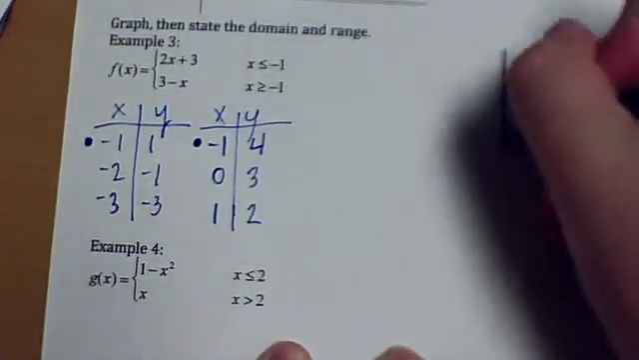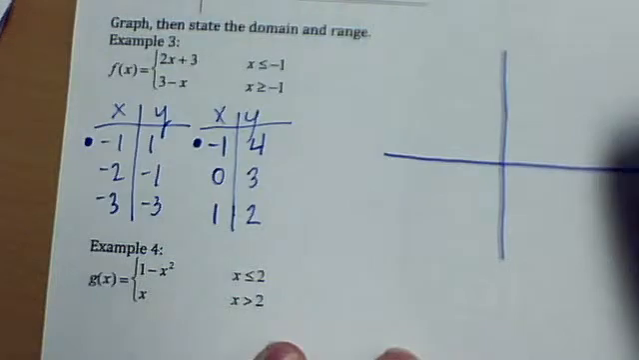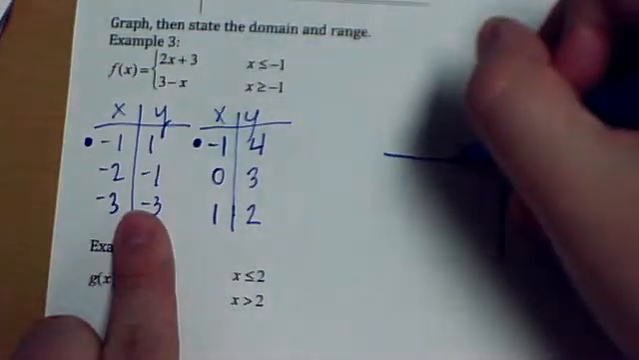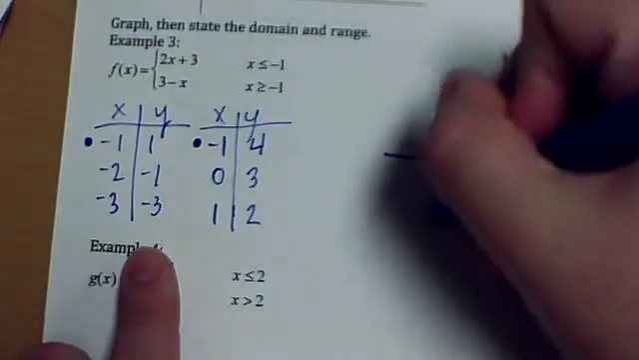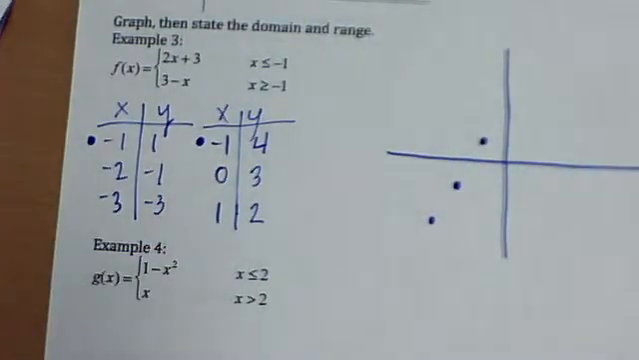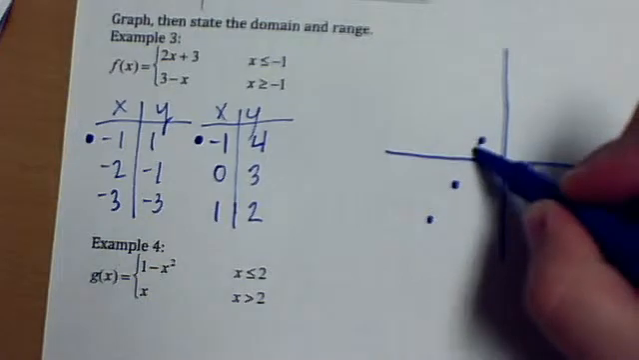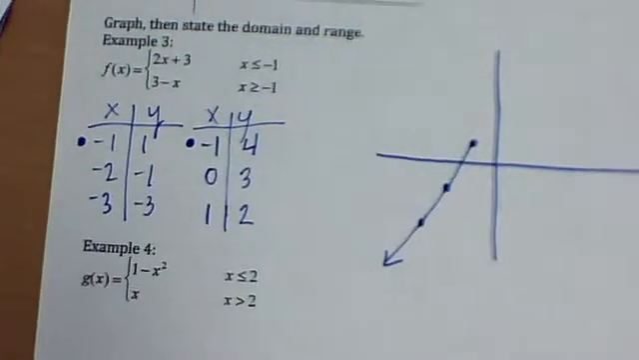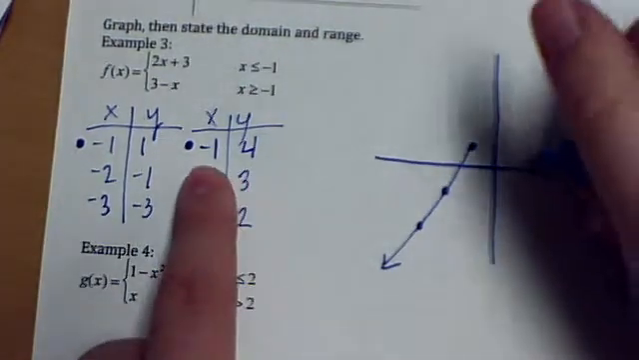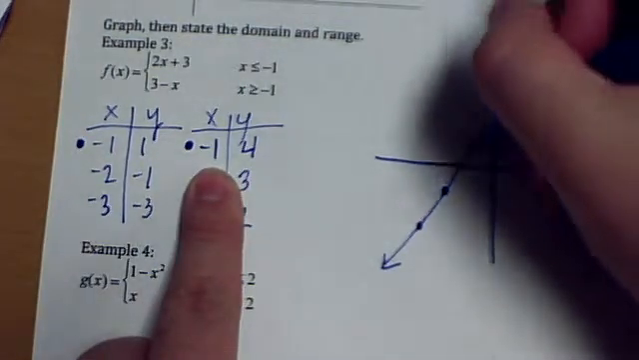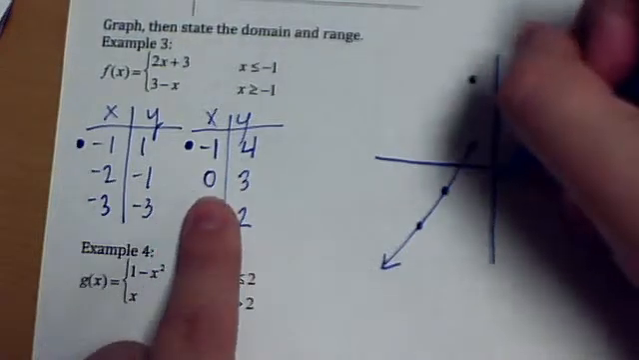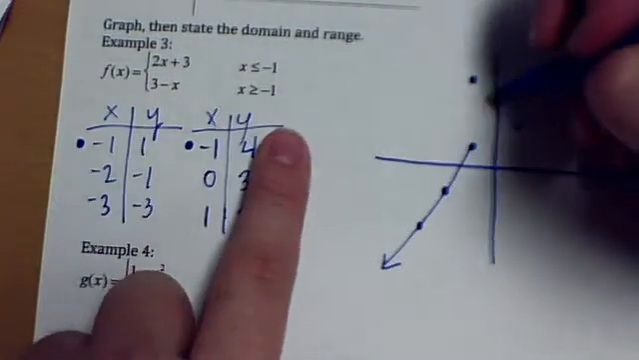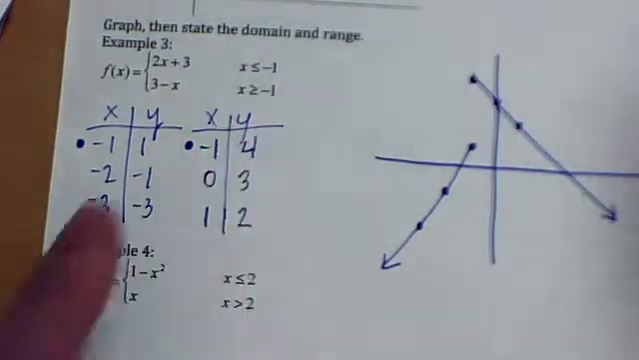So now I'm going to use this and graph. Negative 1, 1, negative 2, negative 1, and negative 3, negative 3. These need to be connected, so how I know where to put my arrow is it's less than negative 1, so it's going to keep going in this direction. Then negative 1, 4, 0, 3, 1, 2. My x values are getting bigger, so they're going to go in this direction.